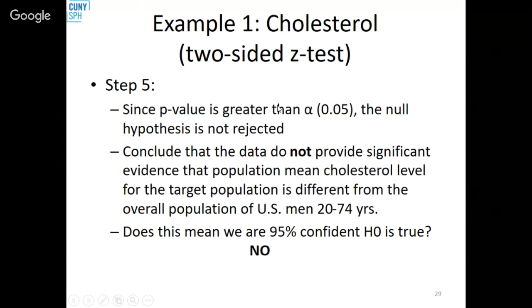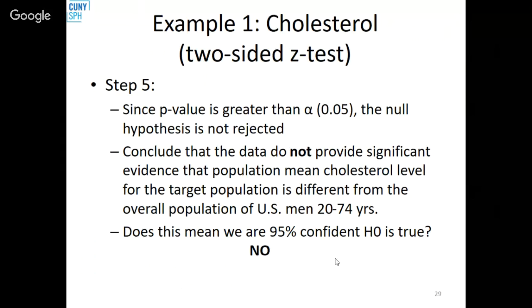So step 5, we do not reject the null hypothesis since our p-value is greater than 0.05, and we conclude that our sample does not provide significant evidence that the population mean cholesterol level for hypertensive males is different from the overall population. So does this mean that we're 95% confident that they're the same, that H0 is true? No.